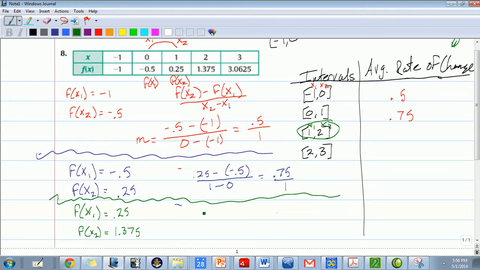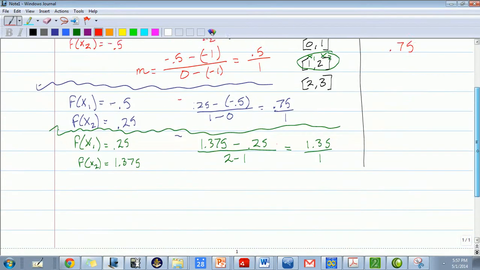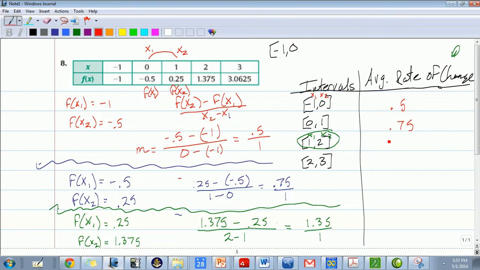So now the problem that we're doing is 1.375 minus 0.25 over 2 minus 1. And with that, you should get 1.35 over 1. So let's mark that now. Hold on. So now you should get that. That means you have 1.35 right here.